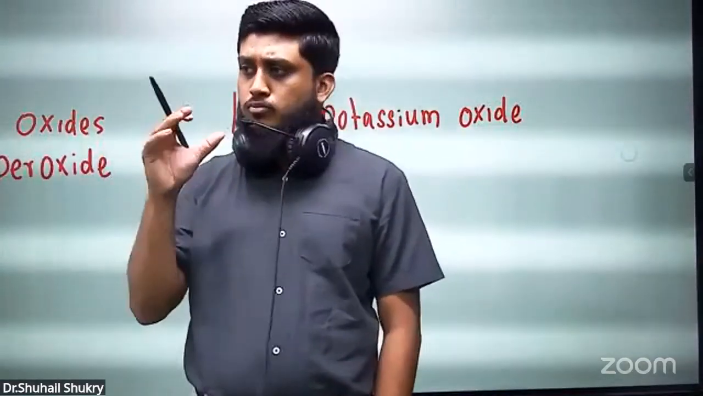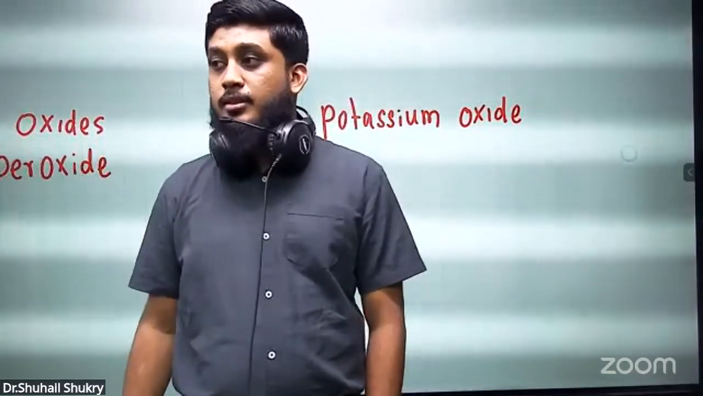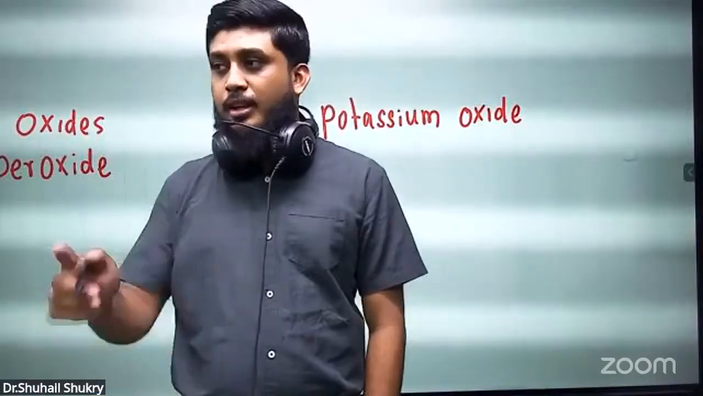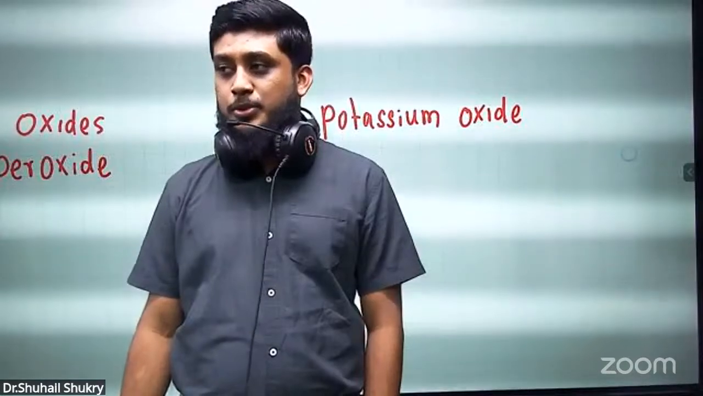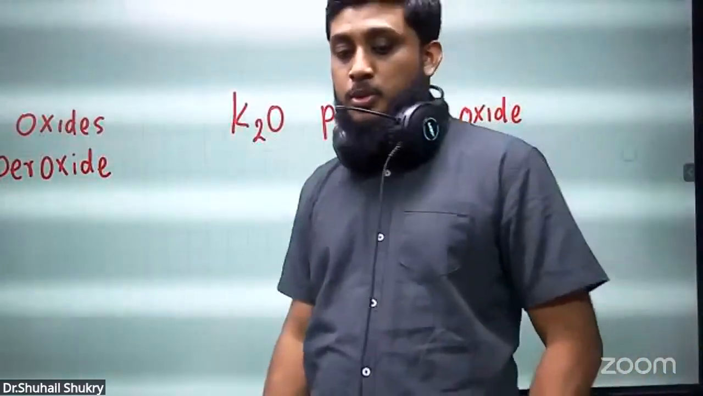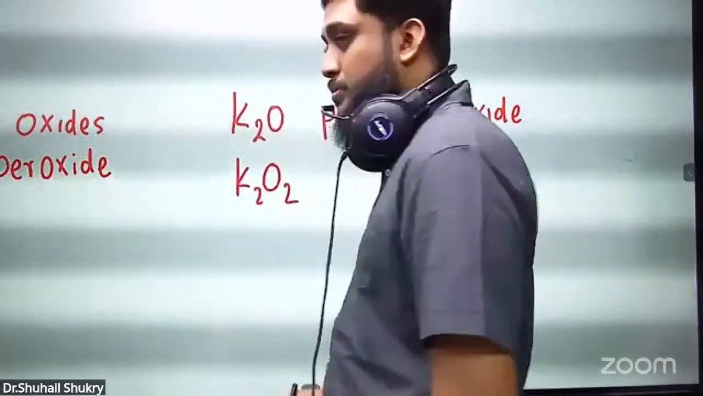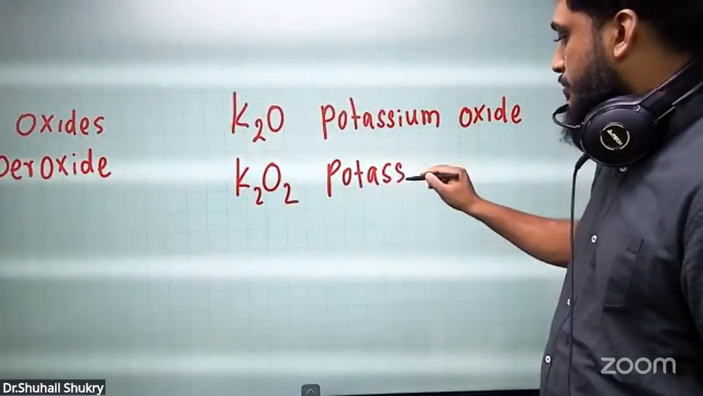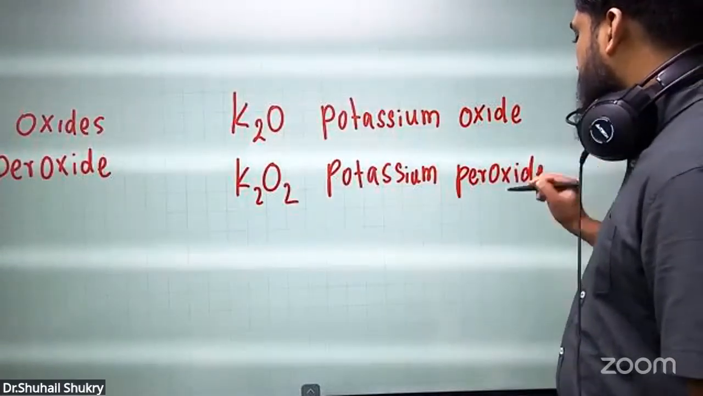Does anyone know the formula of potassium peroxide? K2O2. Well done, excellent, because you know H2O2. From that you said K2O2, very good. Very intelligent, smart boy. It's K2O2. What is that? Potassium peroxide. These things are okay.